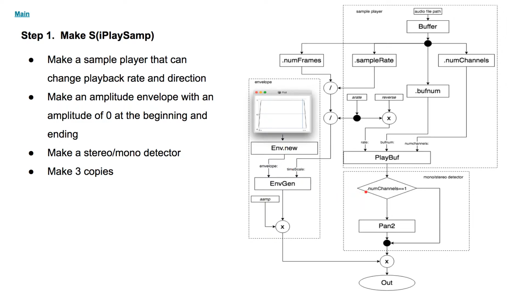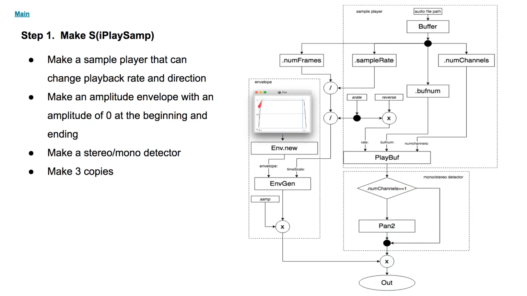Now, the mono stereo detector, we explained this in a previous episode, but it basically prevents an error when we input a mono file instead of a stereo file, and it will convert any mono file into a two-channel stereo file.